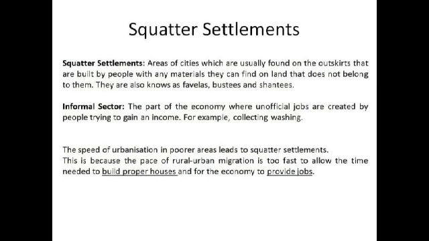Okay, and then there's the informal sector, which is the part of the economy where unofficial jobs are created by people trying to gain income, like collecting washing or washing cars. They don't really have cars, I guess, they can't afford them, but that sort of thing. And the speed of urbanisation in poor areas leads to squatter settlements because everyone sees the jobs in the cities, so everyone travels there, but there aren't enough jobs, so people can't buy houses, so they just have to build their own house out of any materials they can find. That's due to rural urban migration. So that's how squatter settlements come about.